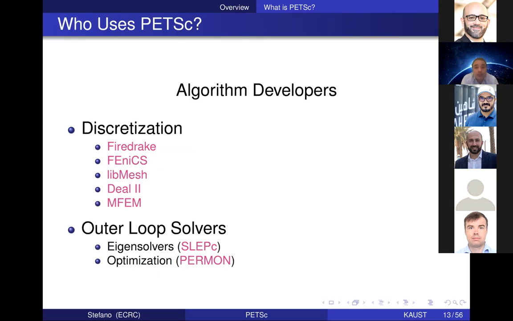Also, PETSc is used as a nonlinear algebra solver backend by many discretization packages like Firedrake, FEniCS, libMesh, deal.II, and MFEM. And there are some outer loop solvers like SLEPc, which is for eigensolvers, and PERMON, which is for optimization, that leverage the PETSc capabilities.